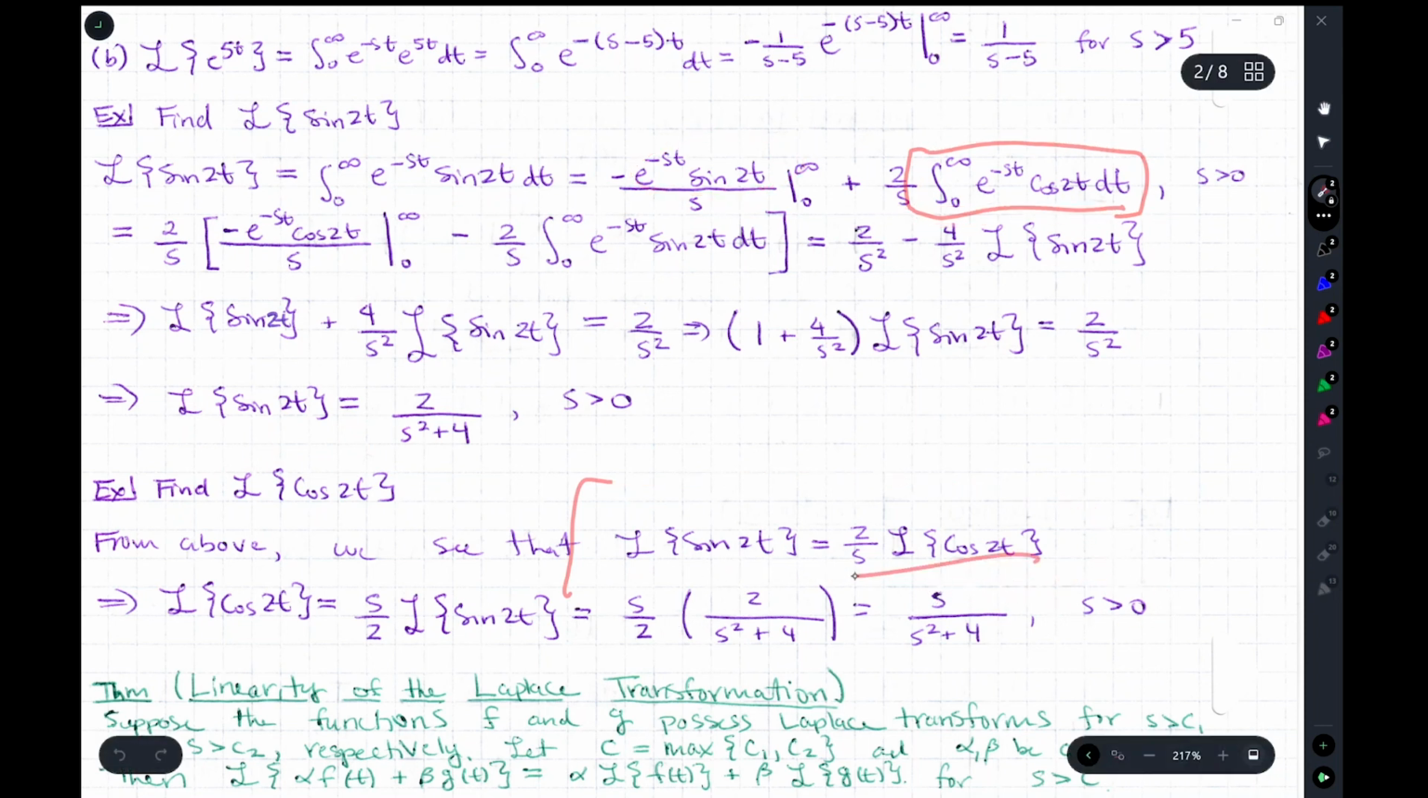And we then just solve for the Laplace transform of cosine t, and we obtain that right there with this domain.